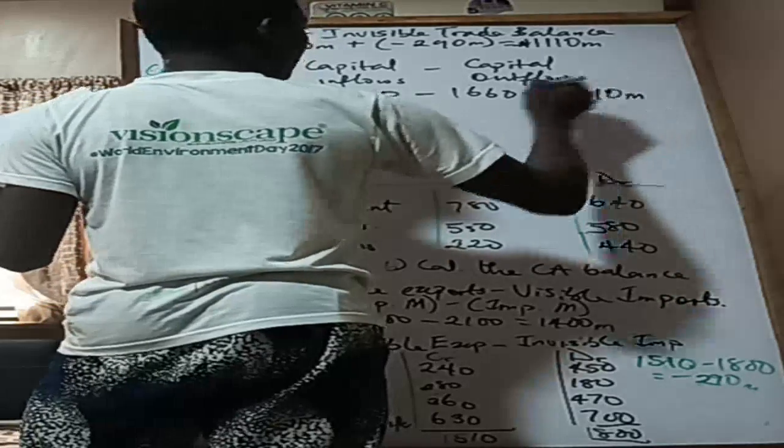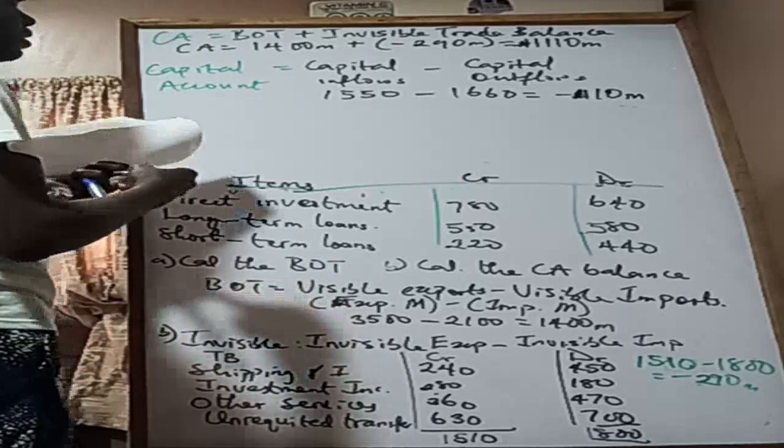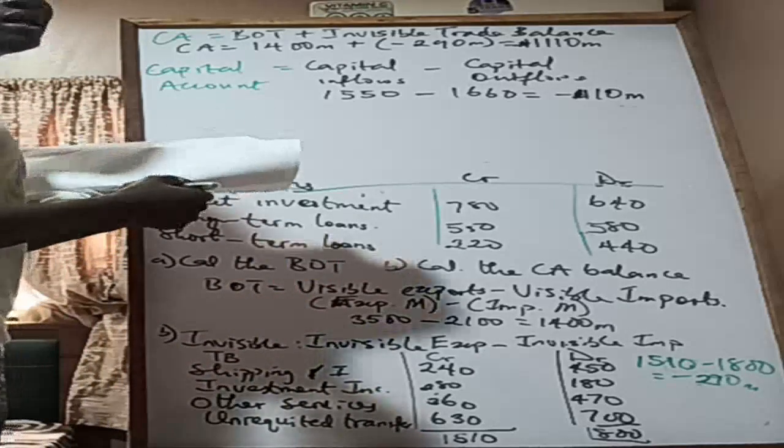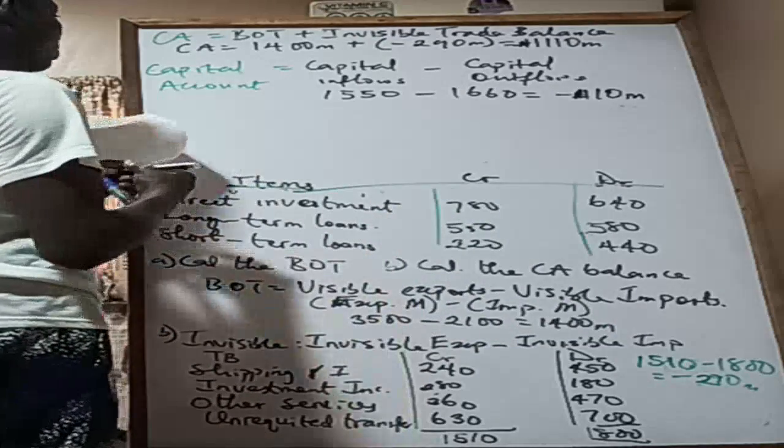So it's telling us that there was more capital outflow from the Nigerian economy than there was capital inflow in that particular year. This balance of payments was poor.